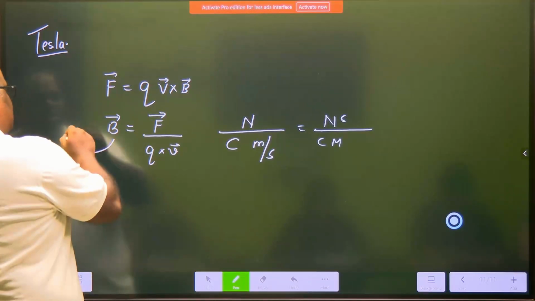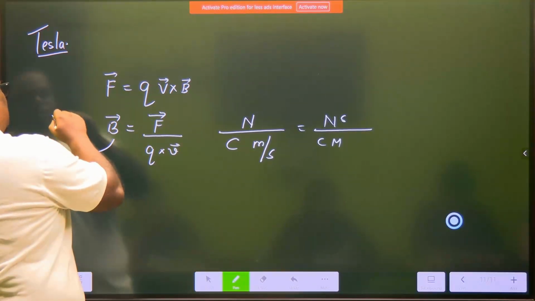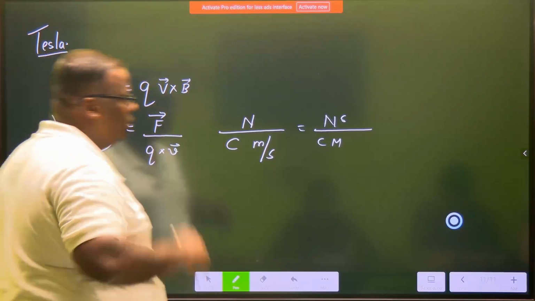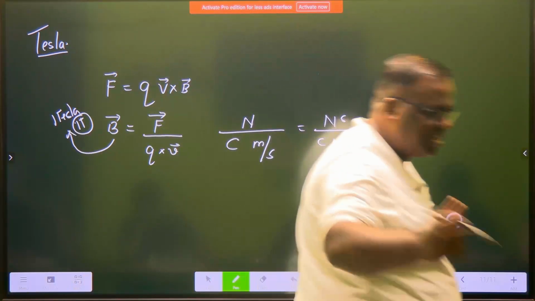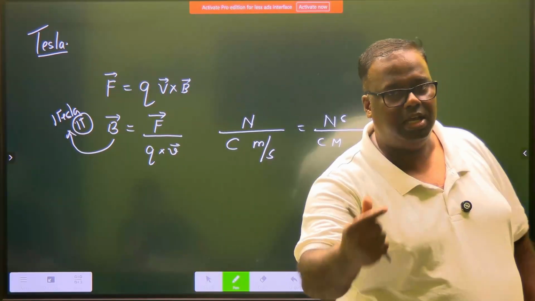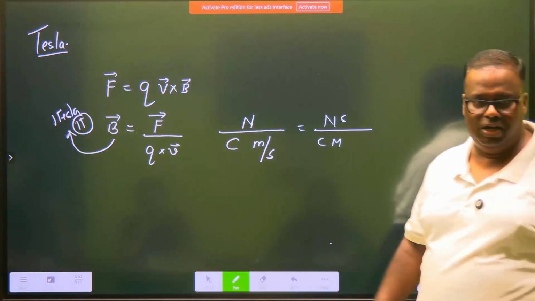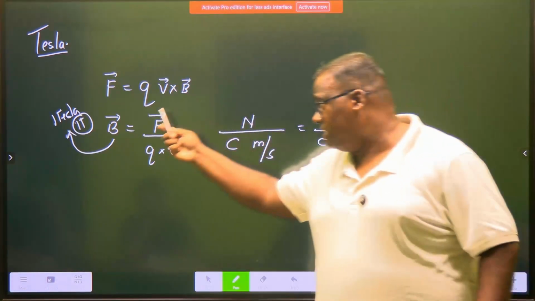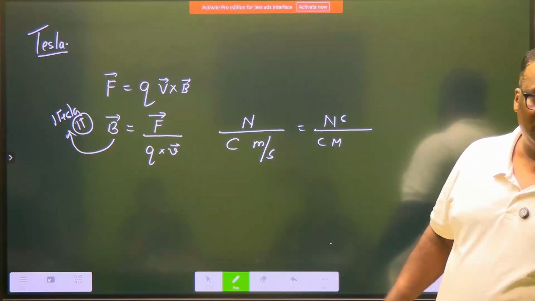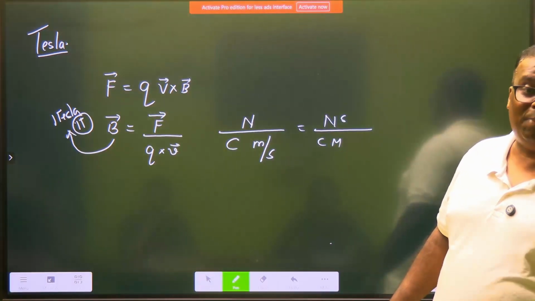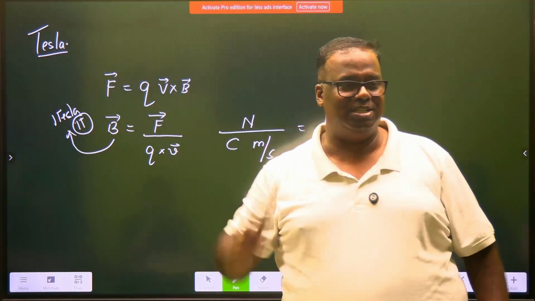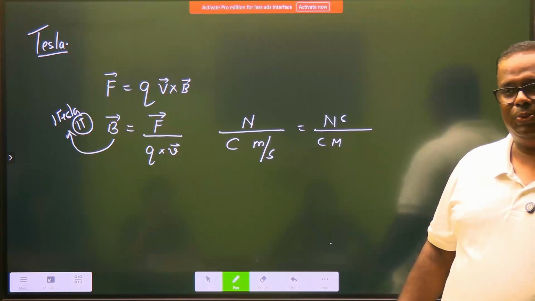In such a case, the SI unit of B is said to be 1 Tesla, written as 1T. So what is 1 Tesla? 1 Tesla is the strength of that magnetic field which exerts a force of 1 Newton on a charge of 1 coulomb when it is moving perpendicular to the magnetic field with a velocity of 1 meter per second. Did you enjoy that?